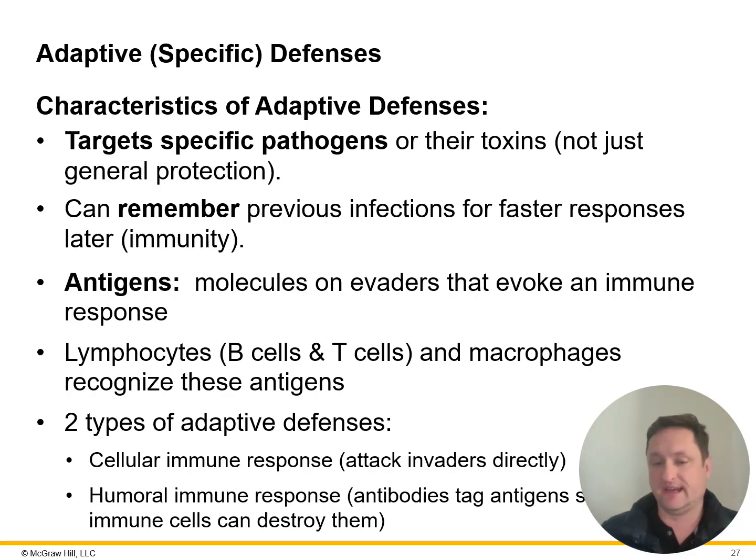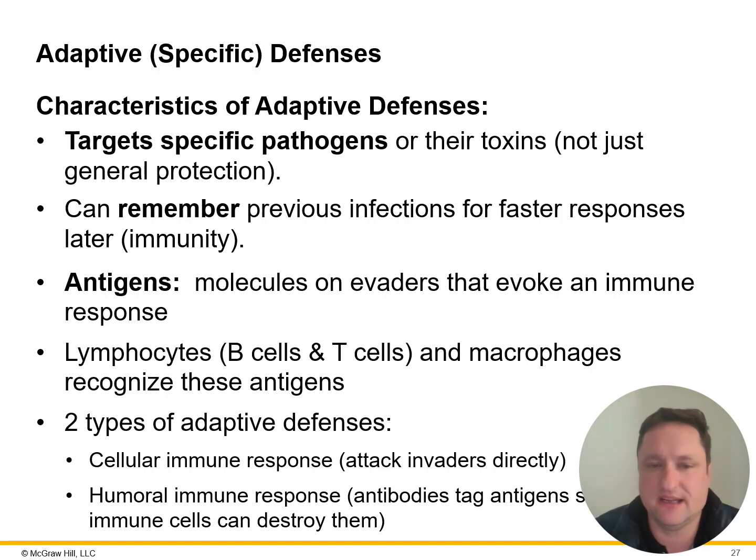Okay, so now we move on to adaptive defenses. The adaptive specific defenses are the body's targeted protection system. Instead of broad general barriers, this part aims at specific pathogens or their toxins. The idea is specificity and memory. When we're exposed to a microbe the first time, the adaptive system builds a custom response. Then it remembers that invader, so the next encounter is faster and stronger. That's the basis of our immunity.